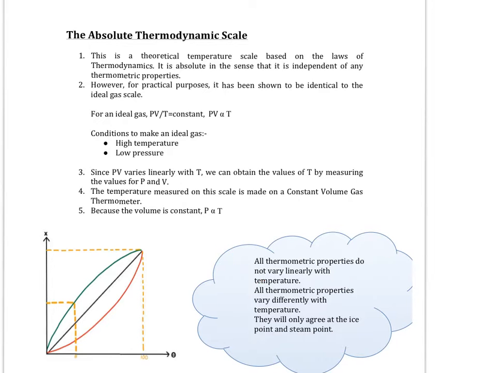All thermometric properties do not vary linearly with temperature. Now, what does it mean? Remember, one of the important assumptions we made was that the thermometric property X varies linearly or is proportional to temperature. But this is actually, in fact, wrong.